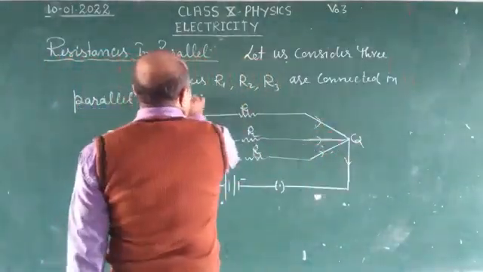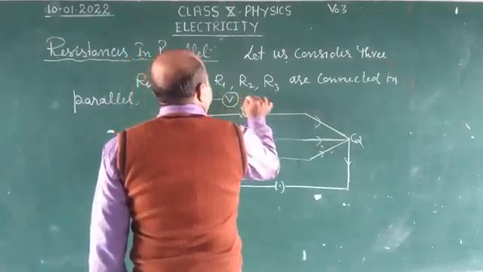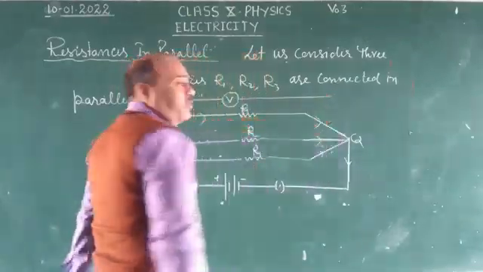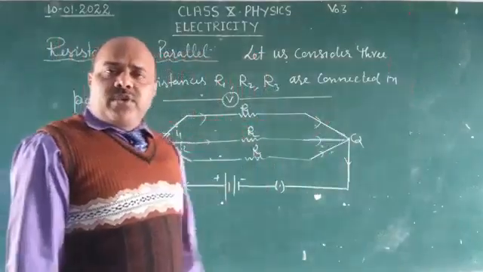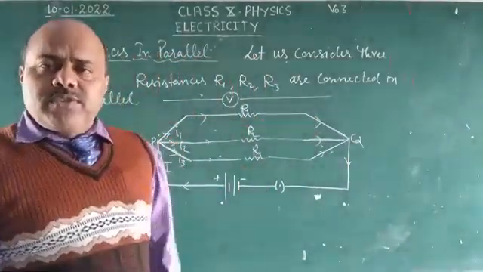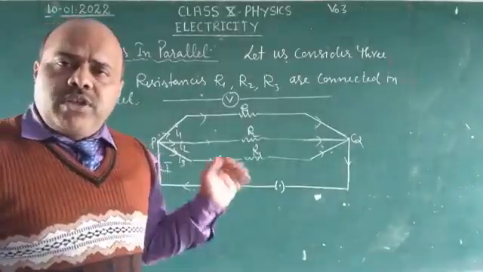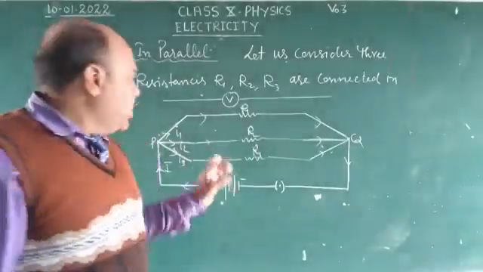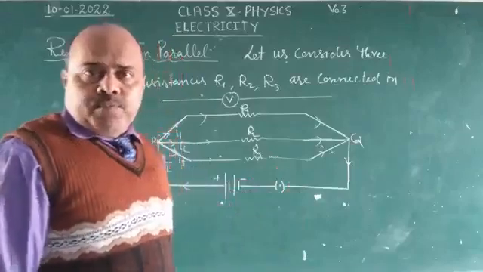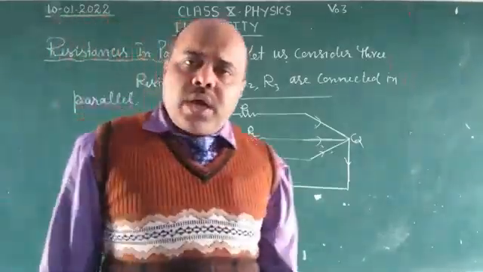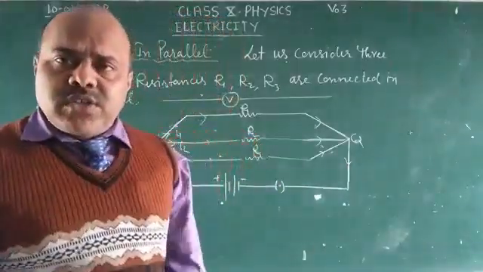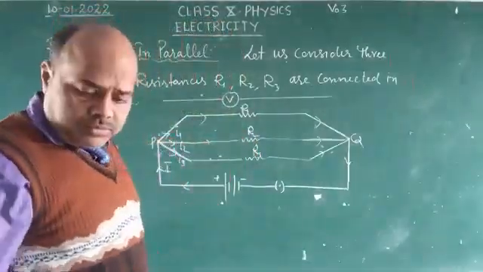The potential difference applied across the ends of the resistances is the same in all the resistances, but the amount of current is different. We will use Ohm's law here, and then after that we can find the equivalent resistance.